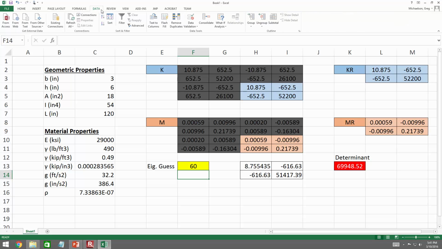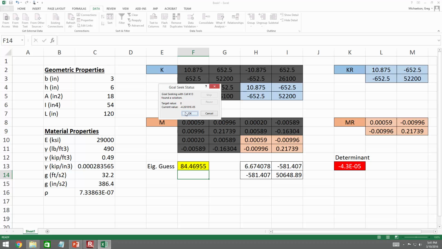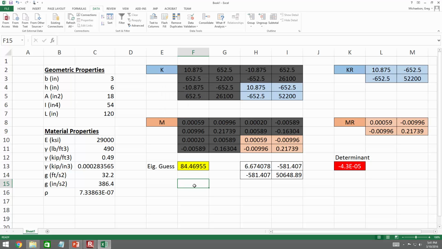So I go to Data, What If Analysis, Goal Seek, and I say I want to set cell K13, the determinant, equal to 0 by changing that. And that's what I get, about 84.47. I want you all to come up with the same thing. You get it?